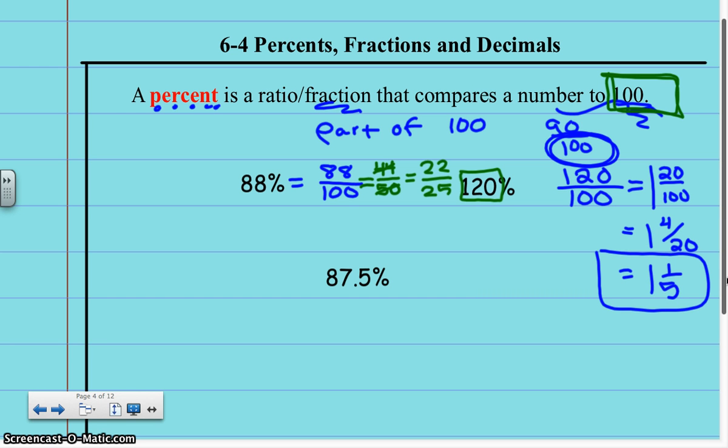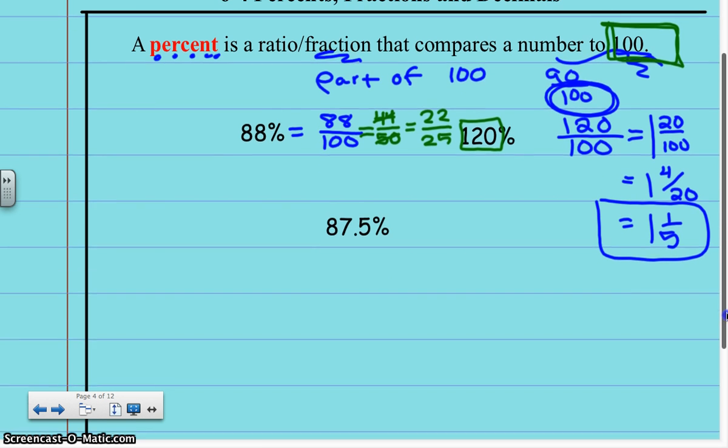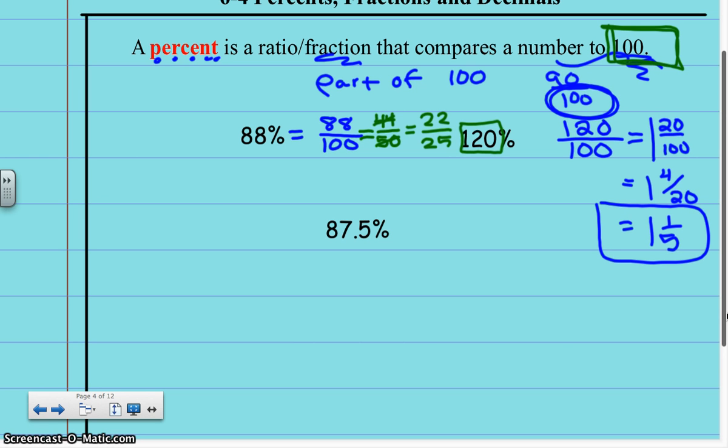Got 87.5%. So we have to convert it, that's what we call it. Convert it into a fraction. What goes on top? 87.5. What goes on the bottom? 100. And I'm done. I'm done because it's a decimal on top and I just don't want to deal with it. So I just call it done. When there's a decimal on top, I'm just going to call it done.